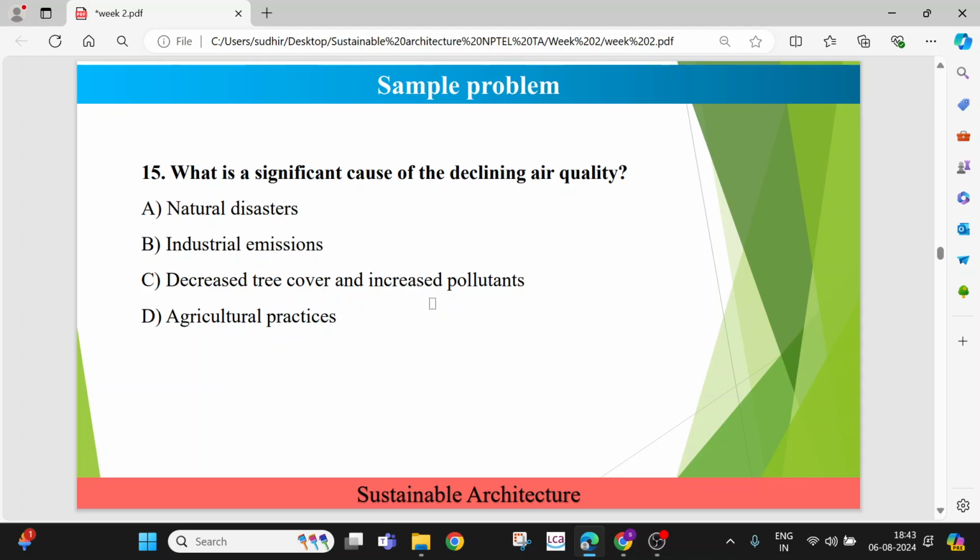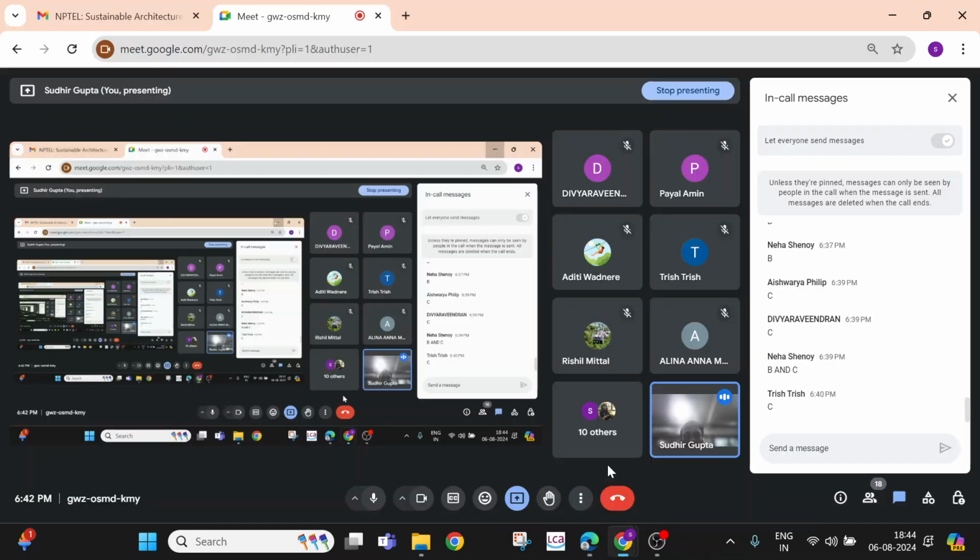This also leads to polluted air, as some of you were mentioning. But if we compare and find the most suitable one, then the most relevant answer for this question will be decreased tree cover and increased pollutants. Or if there would have been multiple answers for this particular question, then you can give both B and C as an answer. Is it clear to all of you? Yes, sir. Okay, then we can move to question number 16.